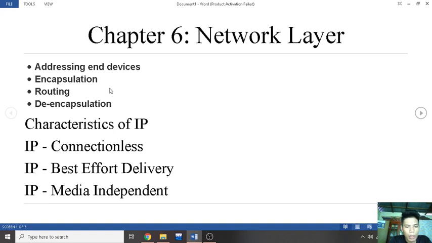So IP media independence. IP is independent of the media that carry the data at the lower layers of the protocols. It can carry data over copper, fiber optics, or wireless. So it's signals over fibers or wireless radio signals. So IP is media independent.